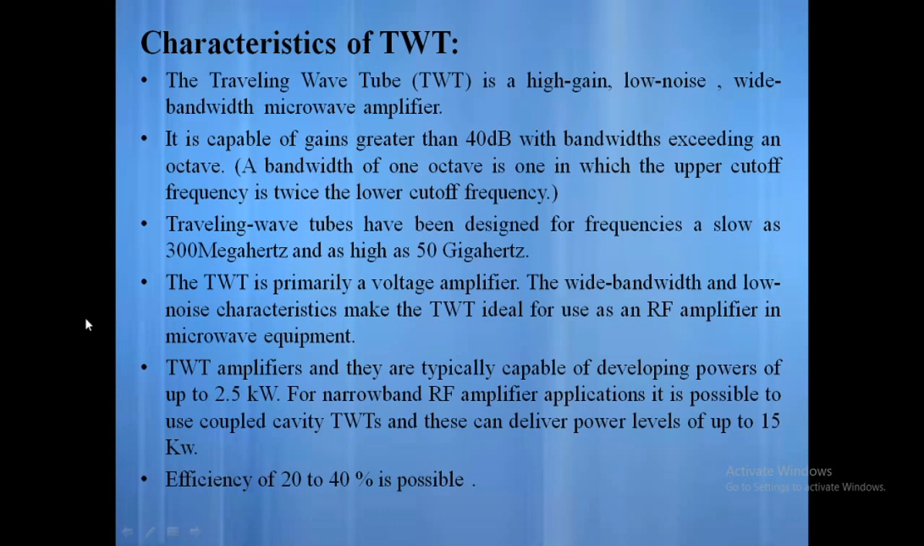Next, traveling wave tube amplifiers are typically capable of developing powers up to 2.5 kilowatts. For narrowband RF amplifier applications, it is possible to use coupled cavity traveling wave tubes, and these can deliver power levels up to 15 kilowatts. By using traveling wave tubes, an efficiency of 20 to 40% is possible.